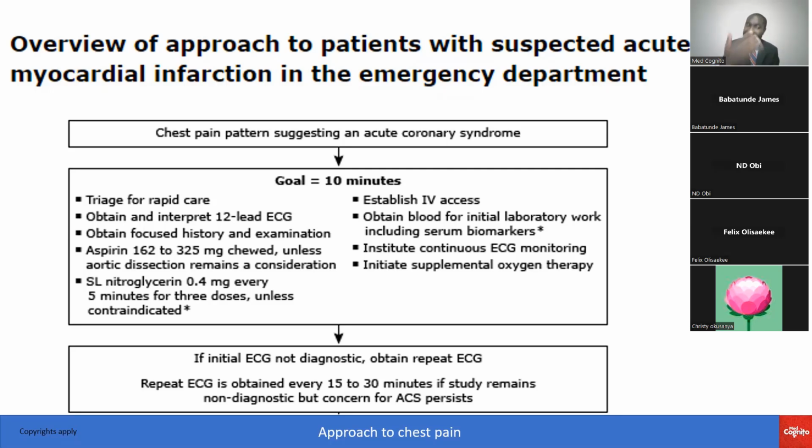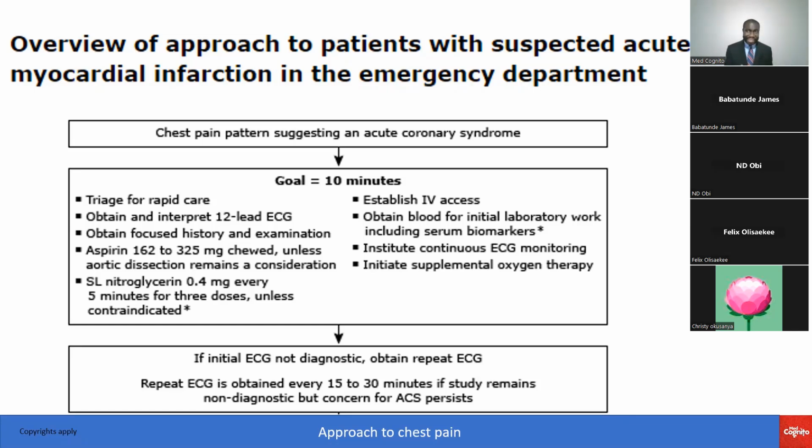Next, you want to give your aspirin. Next, you want to give your nitroglycerin unless it is contraindicated. So this is what I was talking about. Now, within the same first 10 minutes, you want to establish your IV access. And then while you're establishing your IV access, you want to draw blood for your initial blood work and your biomarkers. And you also want to make sure that the patient is on continuous cardiac monitoring. And if the patient needs supplemental oxygen, you want to make sure the patient is getting it.